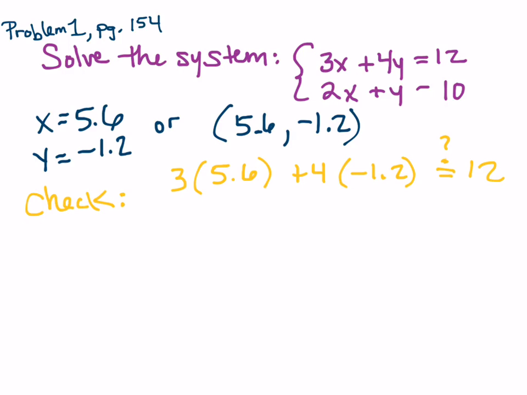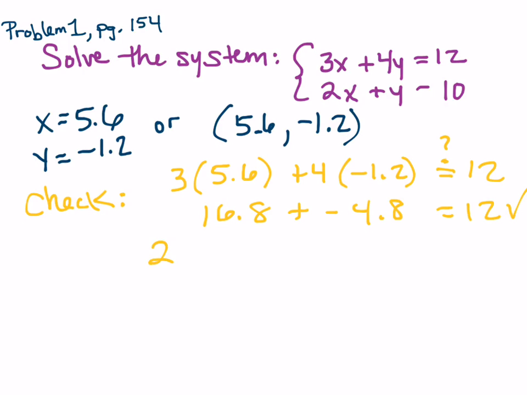Okay, so 3 times 5.6 is 16.8, and then 4 times negative 1.2 is negative 4.8, and when you subtract those, that does actually equal 12. Alright, so that one works.